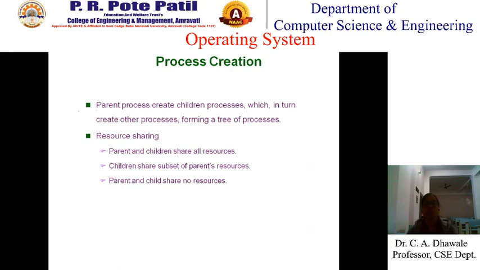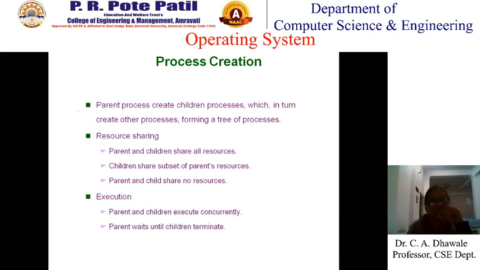Got it? So resource sharing means how they share. Sometimes they share all the resources, sometimes they share a subset of resources, and sometimes they do not share any type of resources. Then the execution. Sometimes the parent and children execute concurrently.